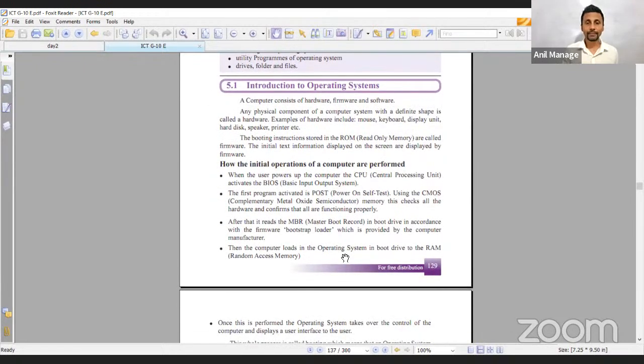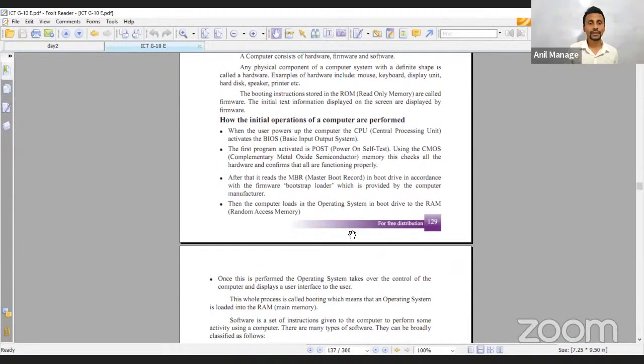After that, it reads the MBR. MBR means master boot record. It identifies the boot drive. Maybe you have your operating system somewhere in the C drive or maybe on a DVD. Where you have the operating system will be detected through the master boot record. That is done by a firmware program called the bootstrap loader, which is provided by the computer manufacturer. Then the computer loads the operating system from the boot drive to the RAM.